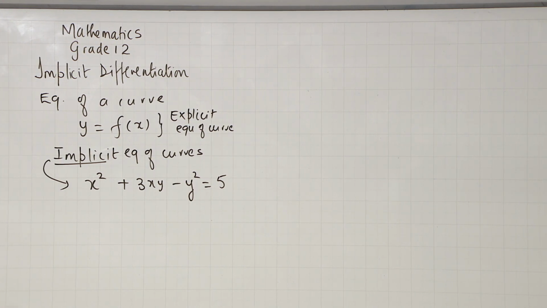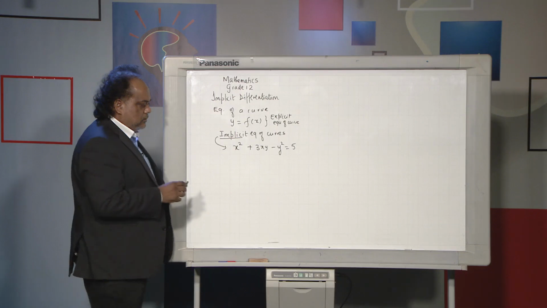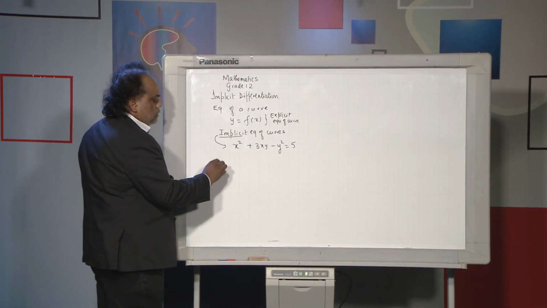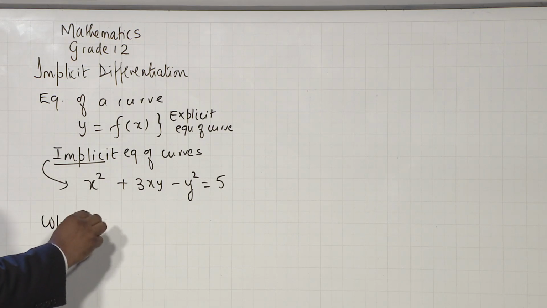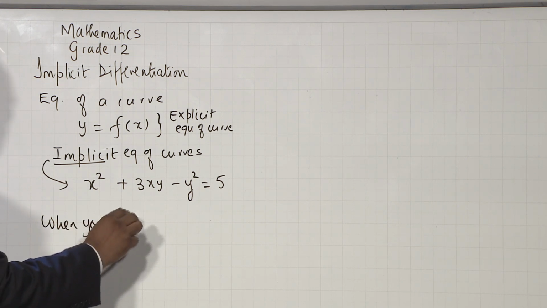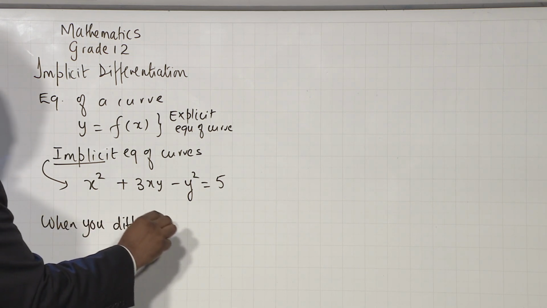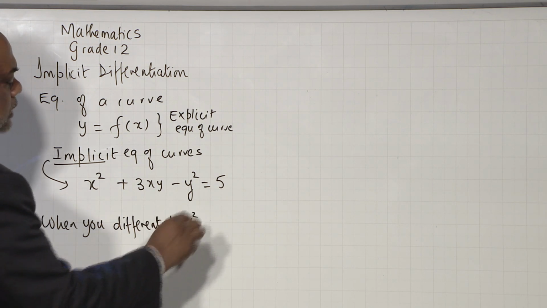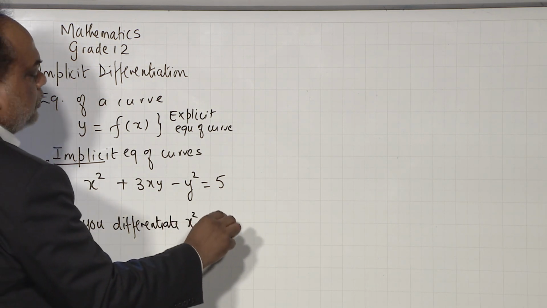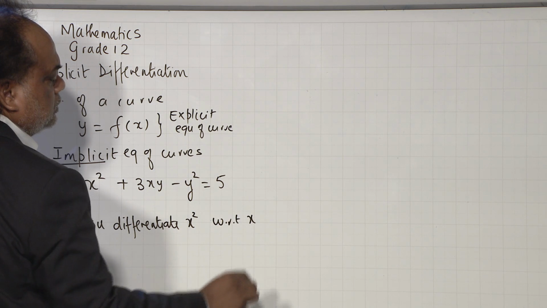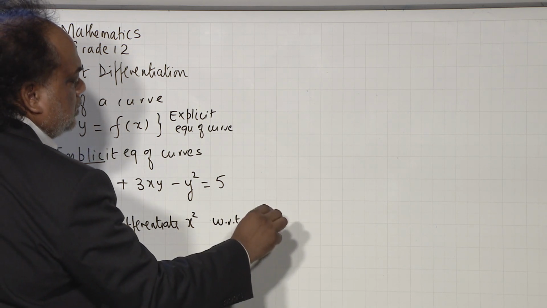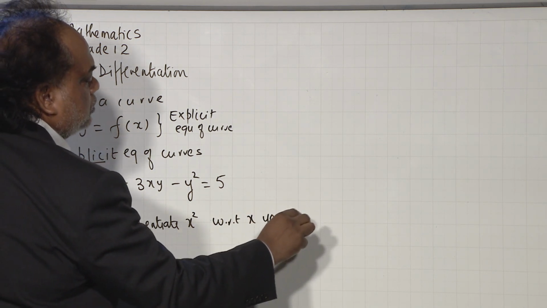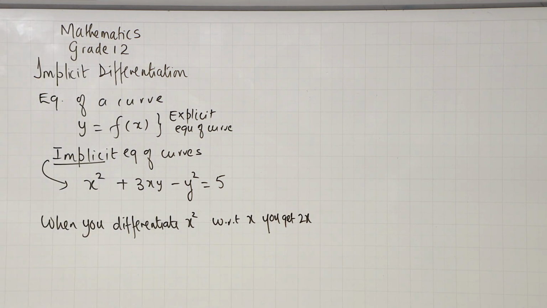So, let's go back to the basics. When you differentiate x squared with respect to x, you get 2x.